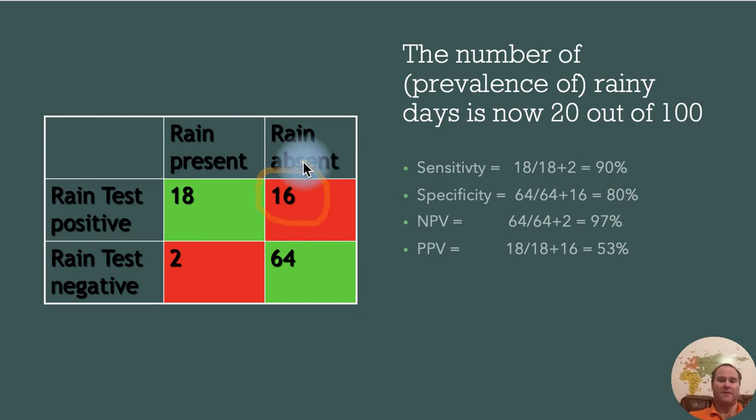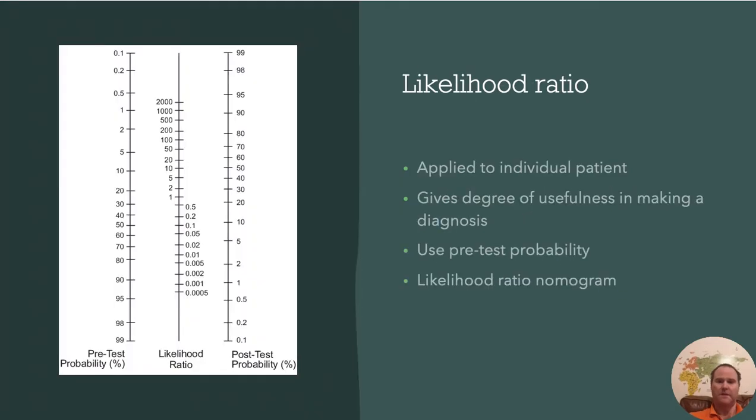Our negative predictive value has now skyrocketed because of the low prevalence, and it's now 64 divided by 64 plus 2, so that's giving us 97% negative predictive value, and our positive predictive value has cratered. So we're now sitting at 18 divided by 18 plus 16, and that gives us the fairly lowly figure of 53%.